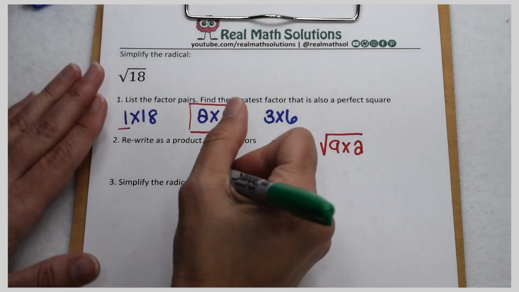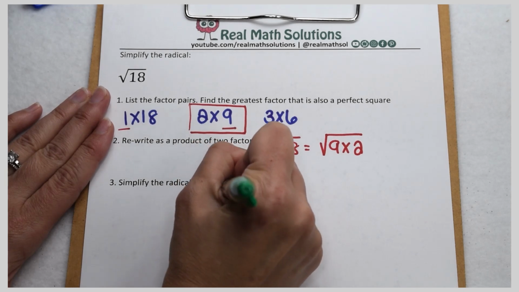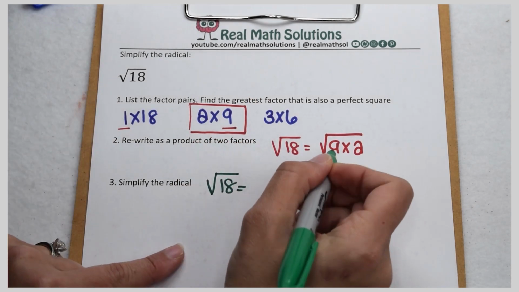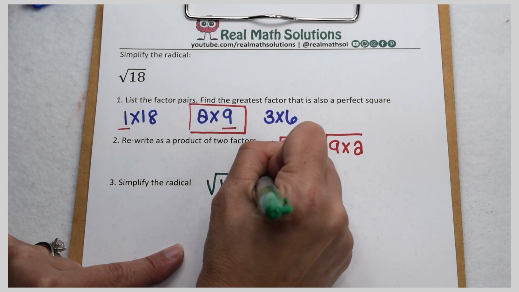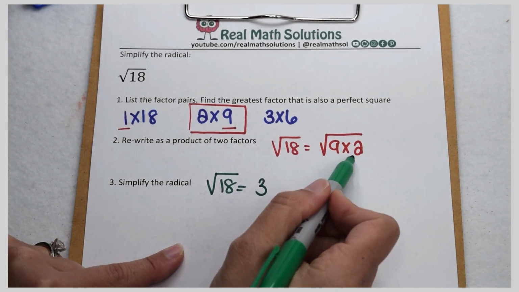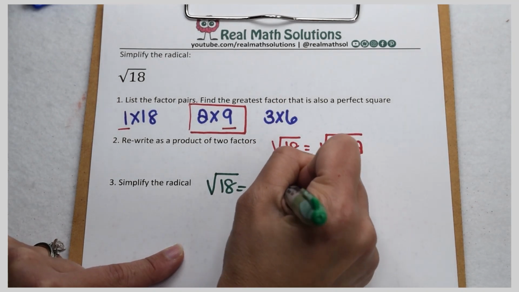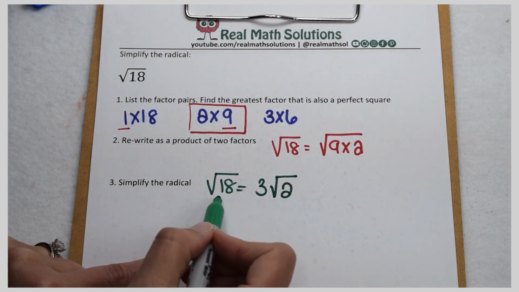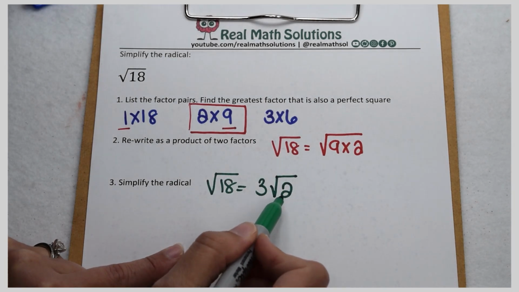Now, we're going to simplify the radical. When we simplify the radical, that means we take the square root of our perfect square, so square root of 9 would be 3, and we leave our imperfect square root as it is. So the square root of 18 would be 3 times the square root of 2, or we would read that as 3 root 2.